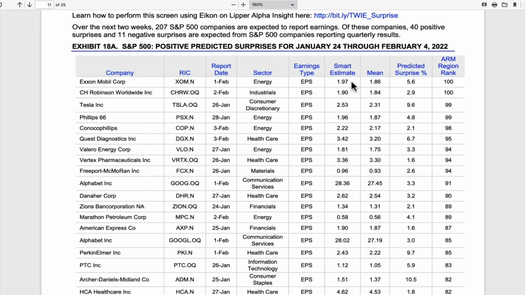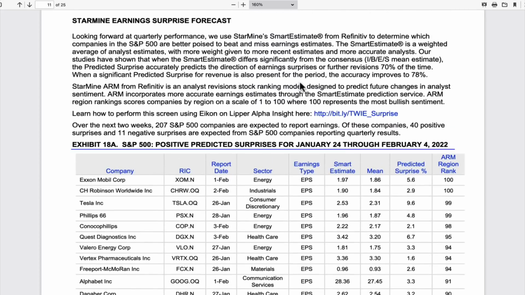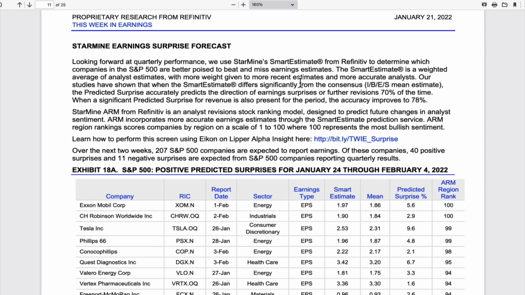And this is what they get to for Exxon, 1.97. If you just take the mean without weighting for time, recency and accuracy, you get 1.86. So they're predicting a surprise. And they tell you how good this is as well.